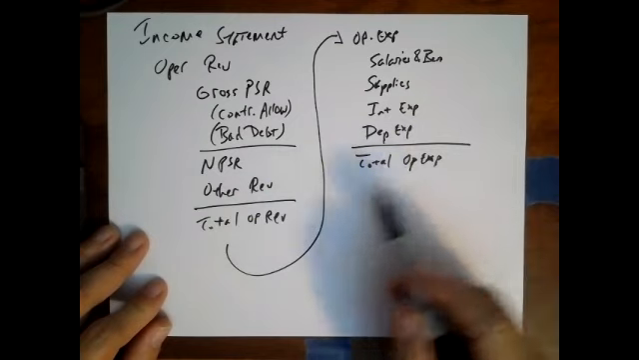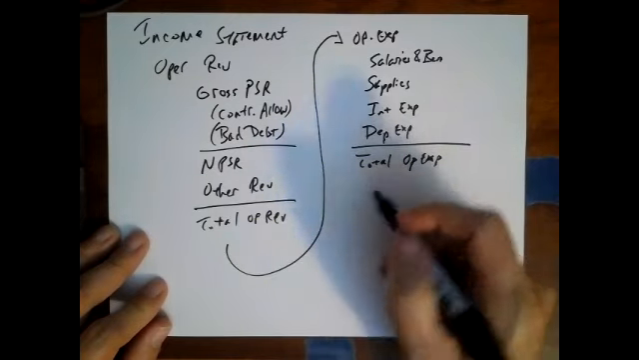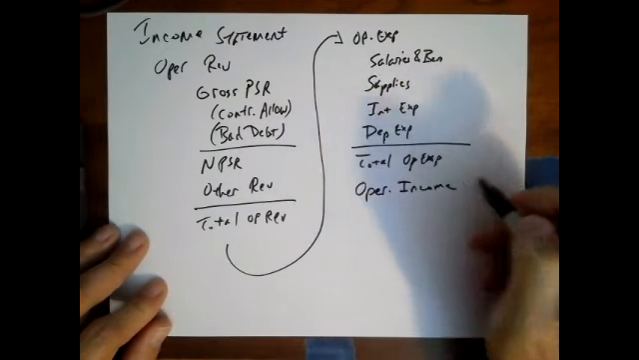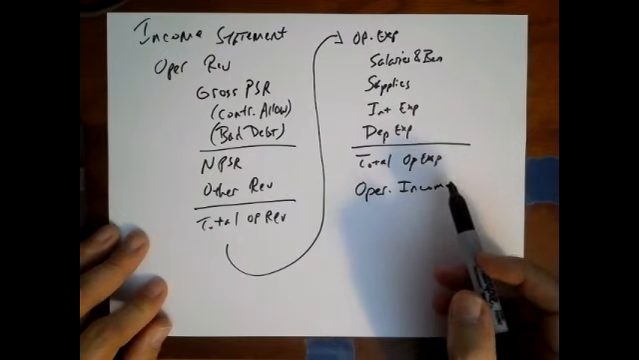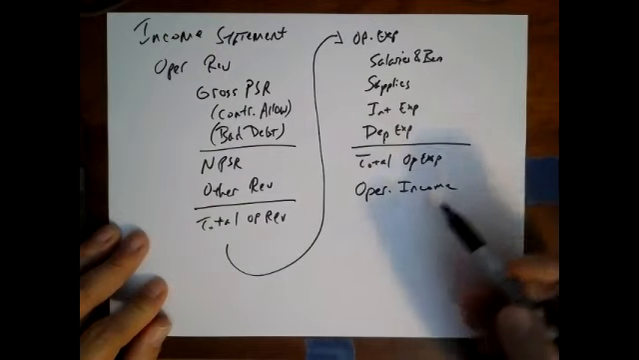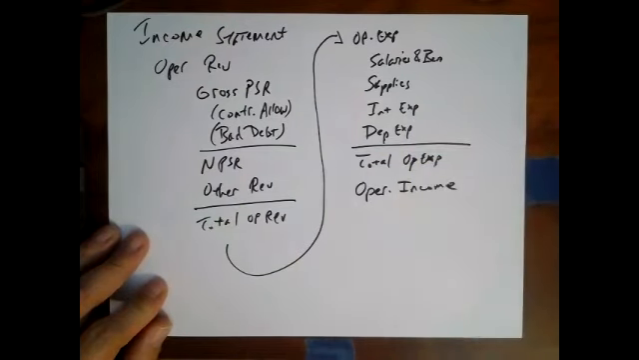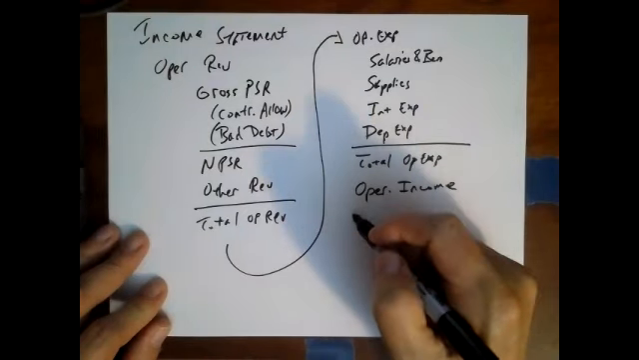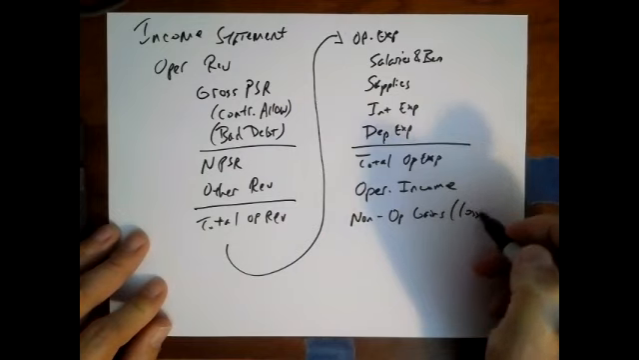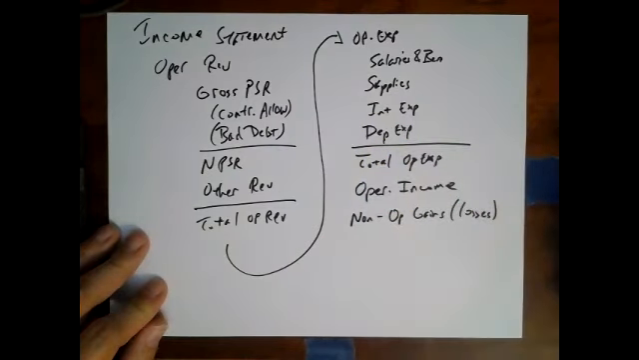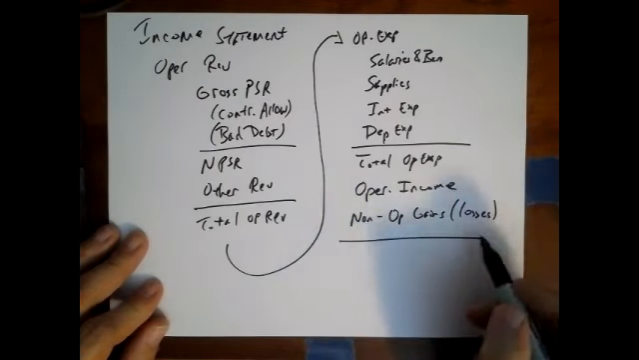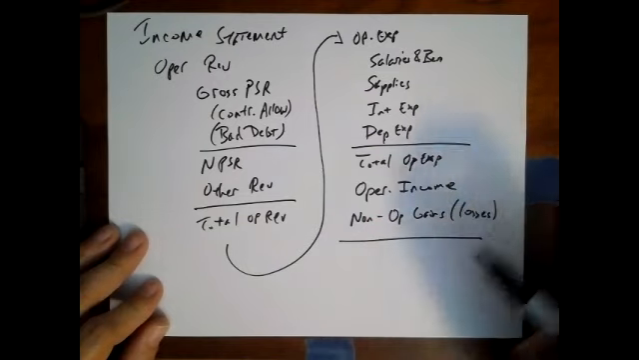You subtract your operating expenses from your total operating revenue to get operating income. And you need that number in order to divide it by the total operating revenue to get your operating margin. So it's important to write that in, operating income. Then you have your non-operating gains or losses. I put the losses in parentheses because that indicates it's a negative potentially, right?